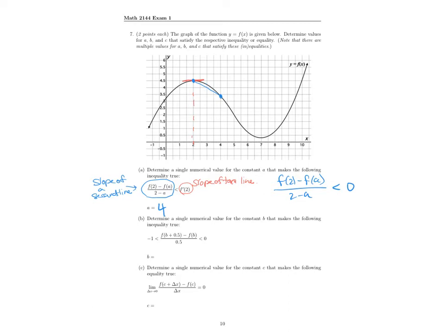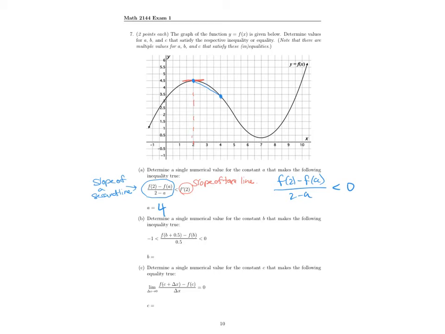I mean, a lot of those are going to give me a negative slope of that secant line. So there are really a lot of answers. You could have put 3.5, I guess. So there are different answers that you could get for a, but it just needs to make a negative slope with that secant line. Okay, let's look at the next one.